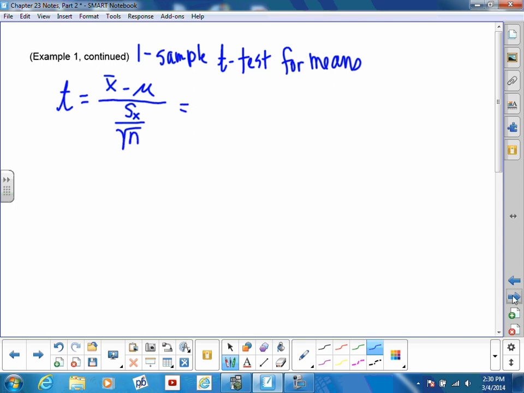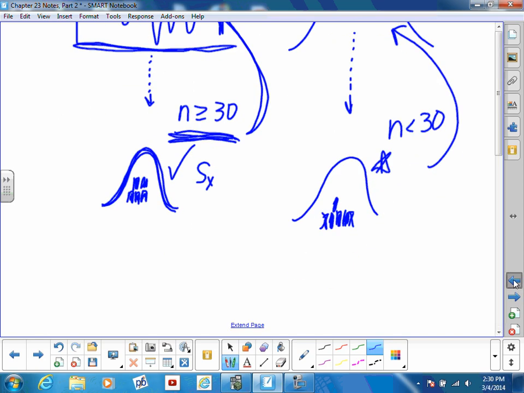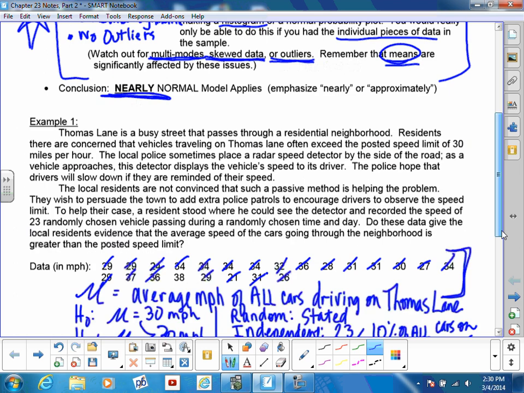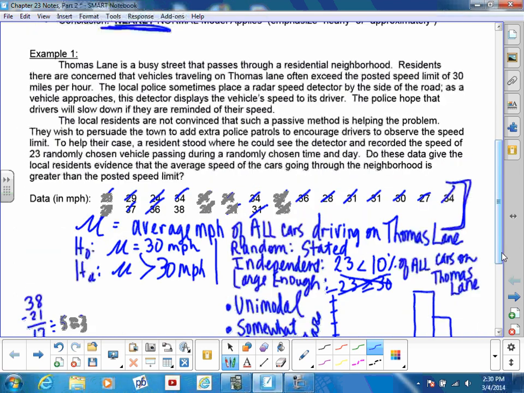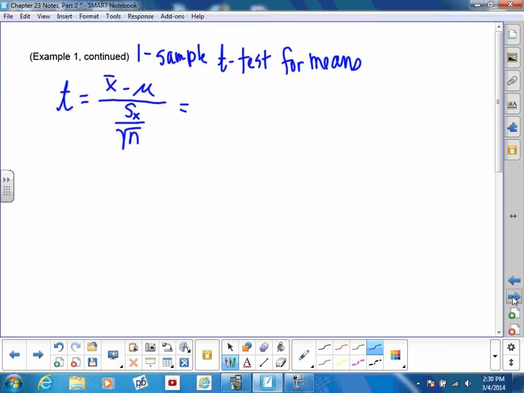And so, what's the x bar? What's the standard deviation of the sample? Ah, they don't tell us here. They just give us the data, so we have to calculate it. Actually, it's not too difficult. We are going to allow our calculator to give us this because we certainly do not want to have to calculate the standard deviation by hand.